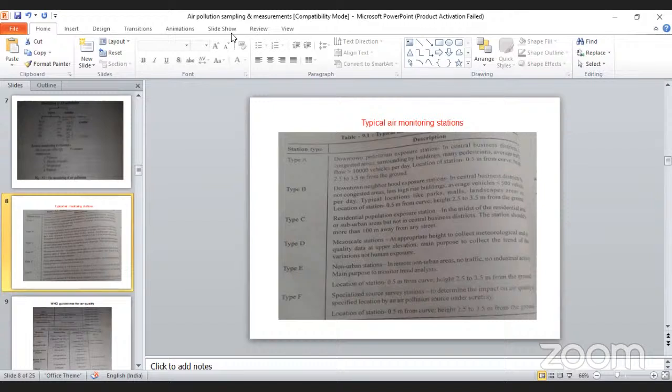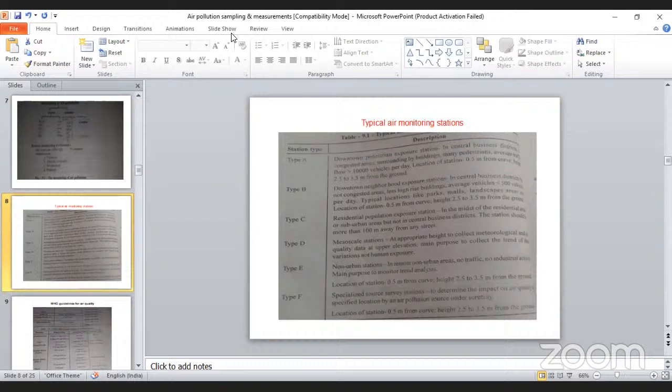Per day, and the location estimation is supposed to be 0.5 meters from the curve, and the height supposed to be 2.5 to 3.5 meters from the ground. And a location with 10,000 vehicles per day means it must be the busiest area, isn't it? It may be a business district or congested area surrounded by buildings, and many pedestrians must be going, in that kind of area only.